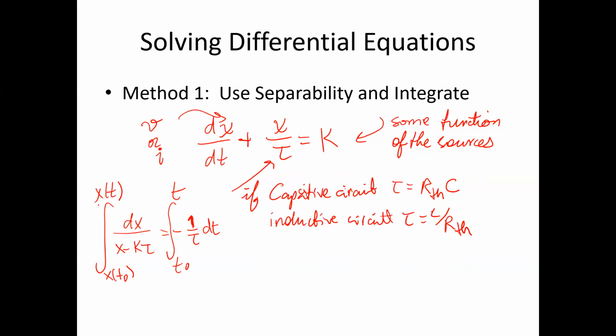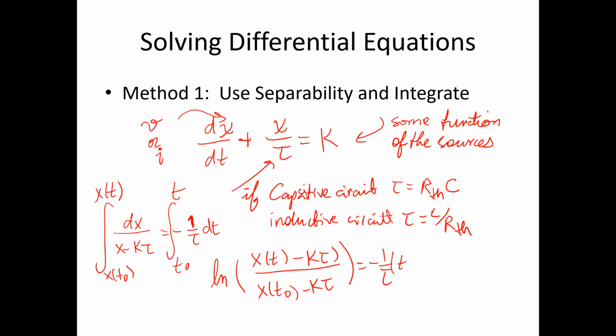And if you go ahead and do that, the integral of 1 over x is a natural logarithm. So you'll get a ratio of natural logarithms, which when you substitute for the limits turns into basically something like this. You'll get ln of x of t minus k tau divided by x of t naught minus k tau equals minus 1 over tau times t minus t naught.